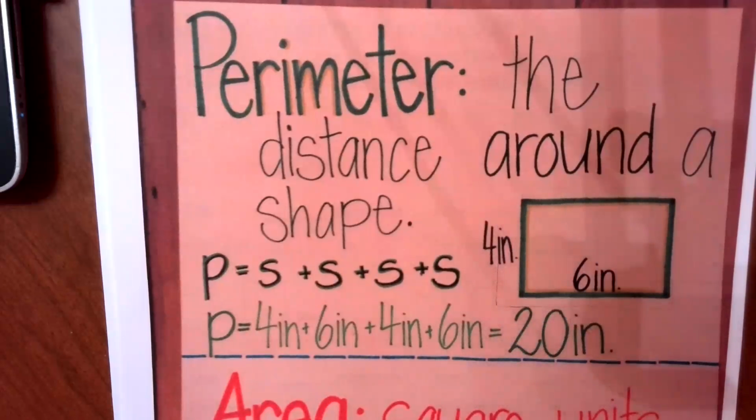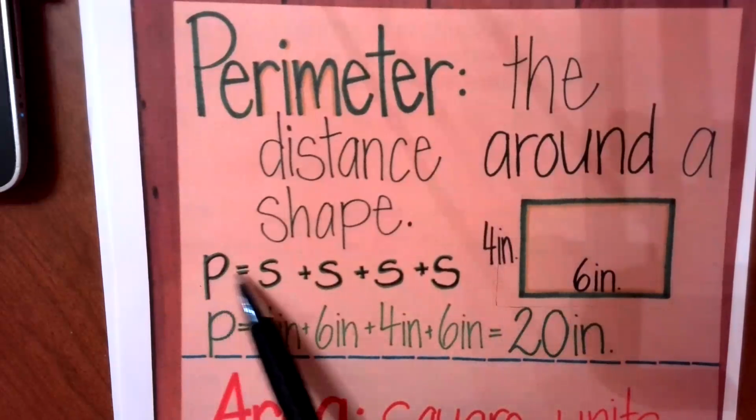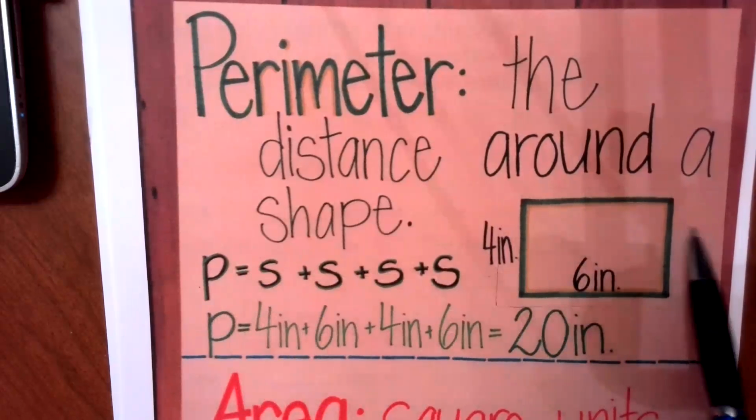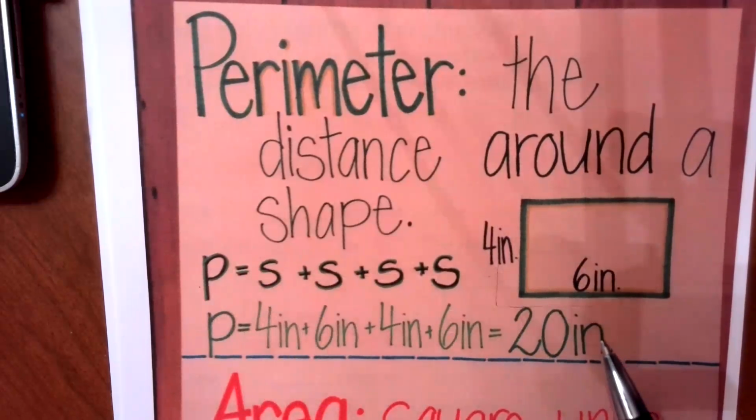And we're going to use two different formulas today. One of them will be perimeter equals side plus side plus side plus side. But we're also going to do perimeter equals 2 times length plus width.